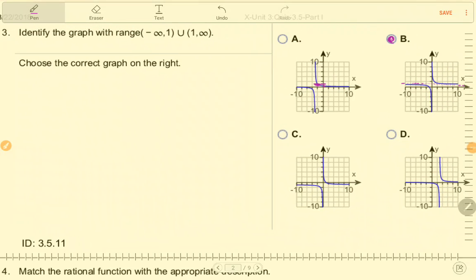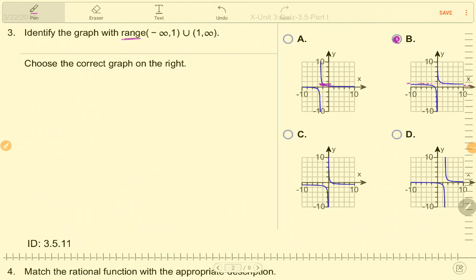Right, in this example, we're looking to identify the graph that has a range. So we're talking about y values with a restriction at y equals 1. So this is telling us that y cannot be 1. So there should be a horizontal asymptote through y equals 1. And any graph that has a point on the blue curve representing the function, any point on that curve that has a y value of 1, would mean that that can't be the correct function graph.